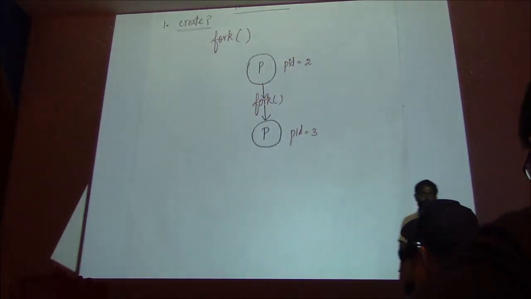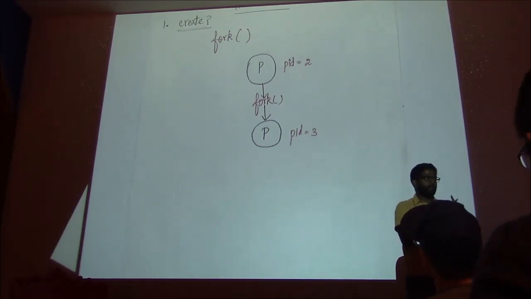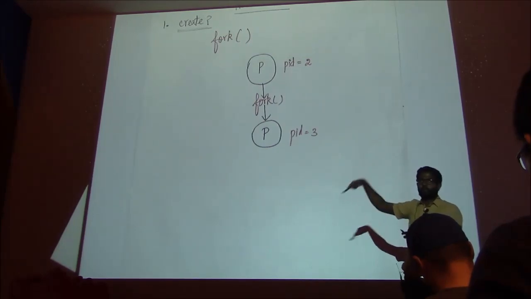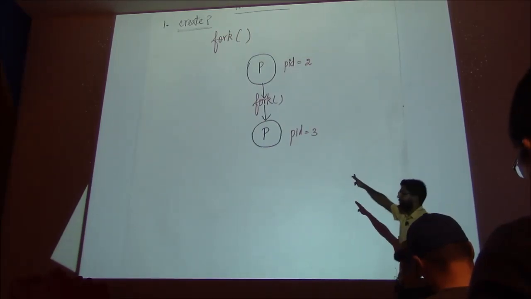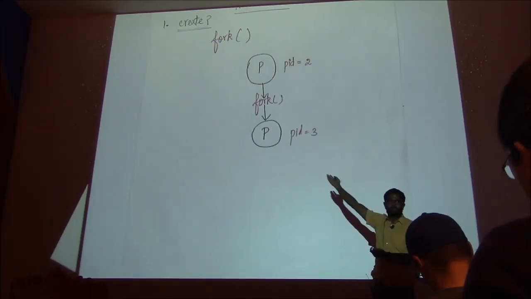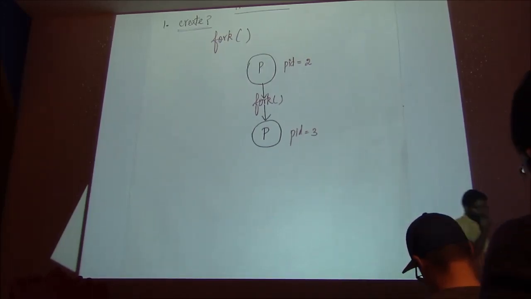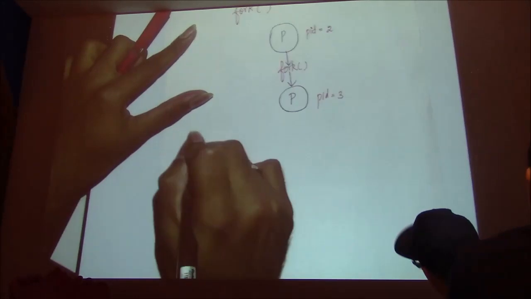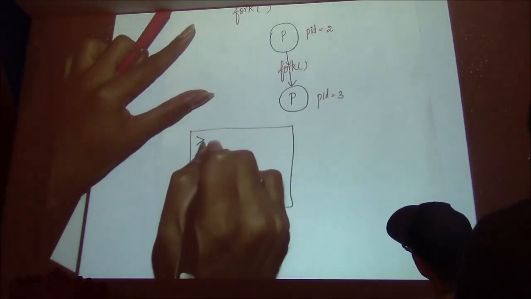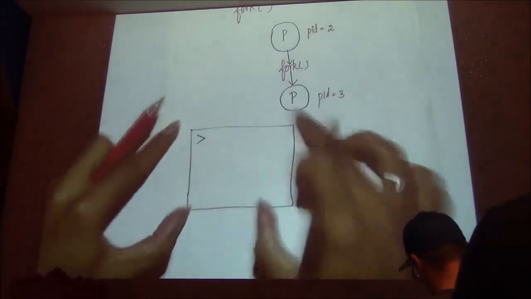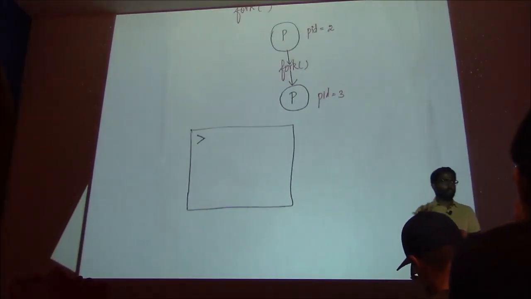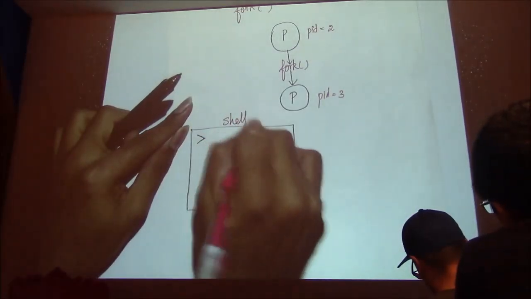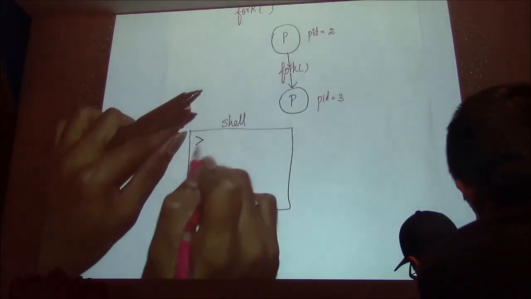The code, data, stack, and heap of the entire address space of process B would just be copied as it is into the other process, with the PID of 3. For our discussion, at a high level, we may assume that this is our terminal, and this terminal is nothing but a user level program. The terminal or the shell is just a user level program that is running, which is prompting you to type some commands.